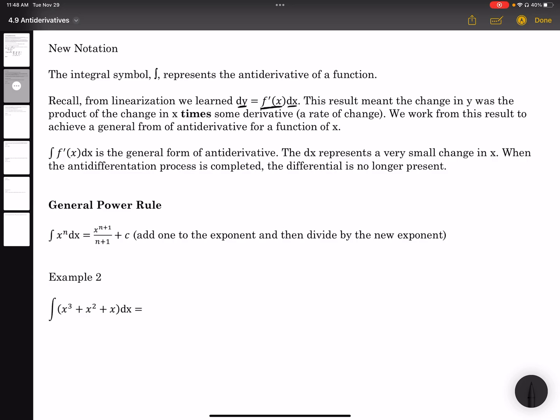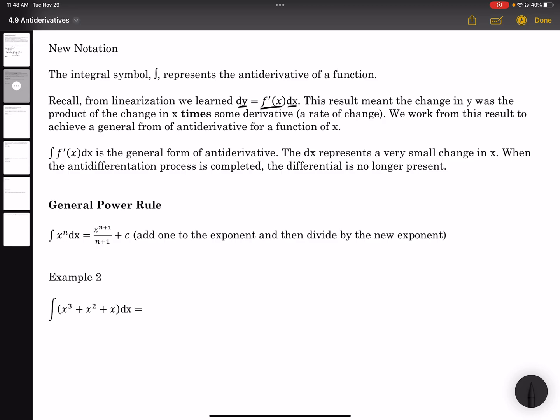So if we're working backwards from that, then we can get the y from this general change. And so that's just where this integral symbol and the dx comes from. Now, specific to polynomials, we have this general power rule where the antiderivative of x to some power is x to that power plus 1, divided by that power plus 1, plus some constant.